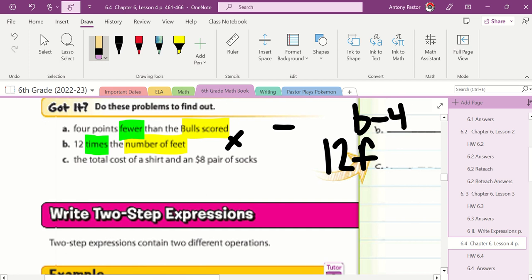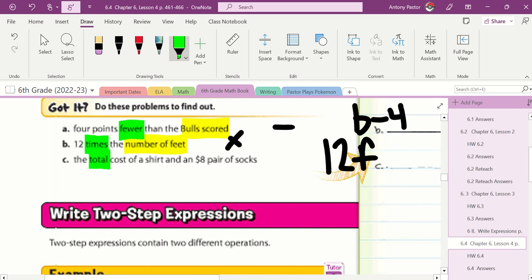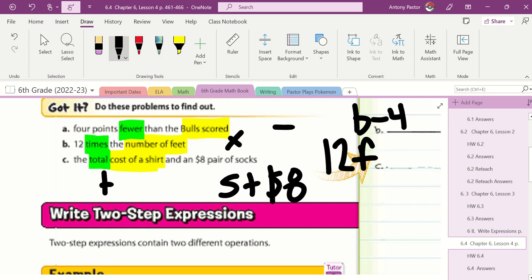And the total cost of a shirt and an $8 pair of socks. Our key term here is total. Total means we are going to be adding. So the total cost of a shirt, and the shirt is what we don't know, and an $8 pair of socks. So you can put S for shirt plus $8 for socks. You could put T for t-shirt. It doesn't matter. We're going to use S for shirt. So it's going to be S plus $8, and that is our expression. Whatever the amount the shirt costs plus the $8 for the socks.